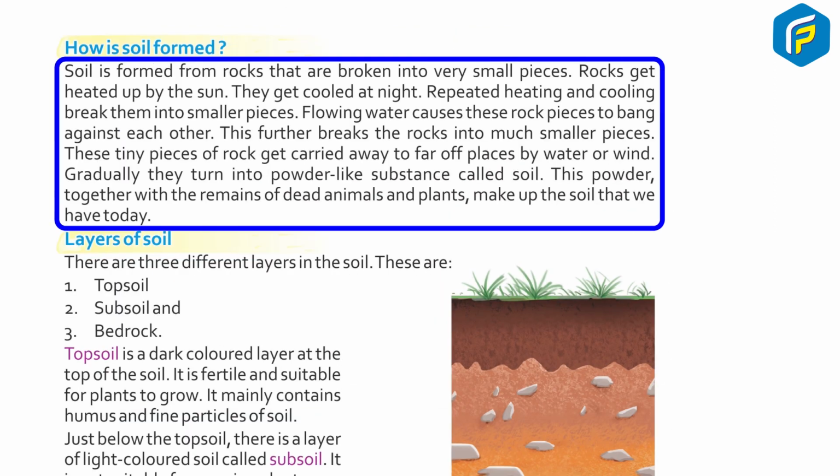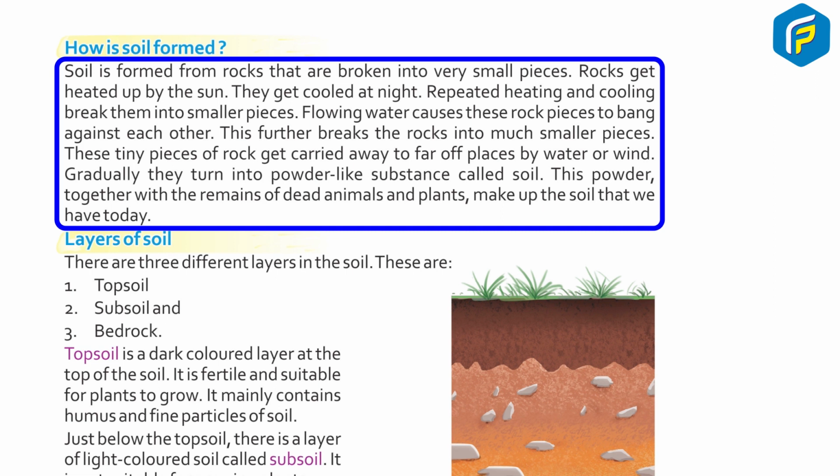How is soil formed? Soil is formed from rocks that are broken into very small pieces. Rocks get heated up by the sun and cooled at night. Repeated heating and cooling break them into smaller pieces. Falling water causes these rock pieces to bang against each other.